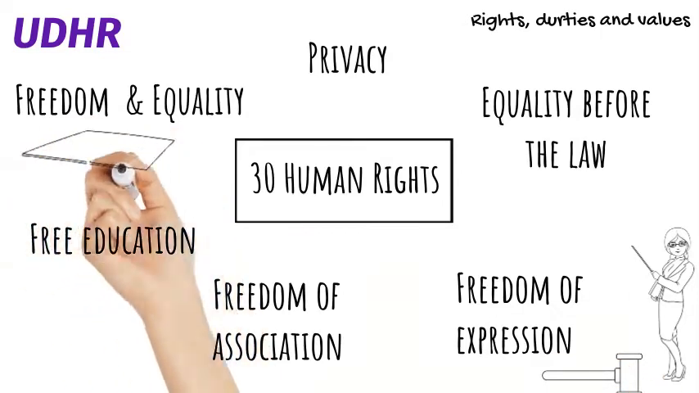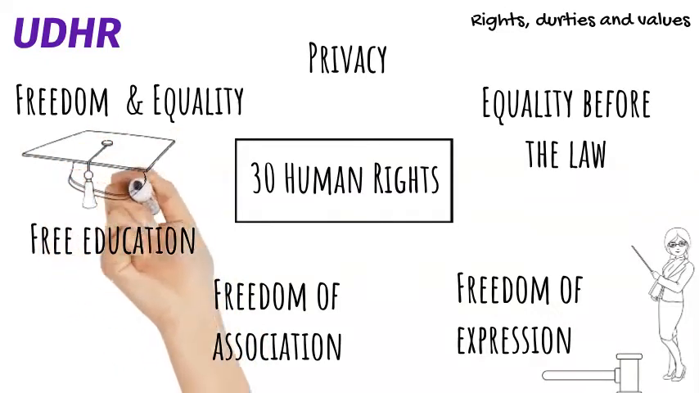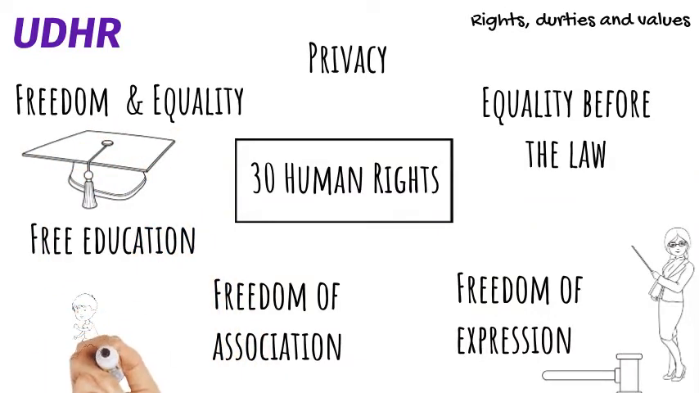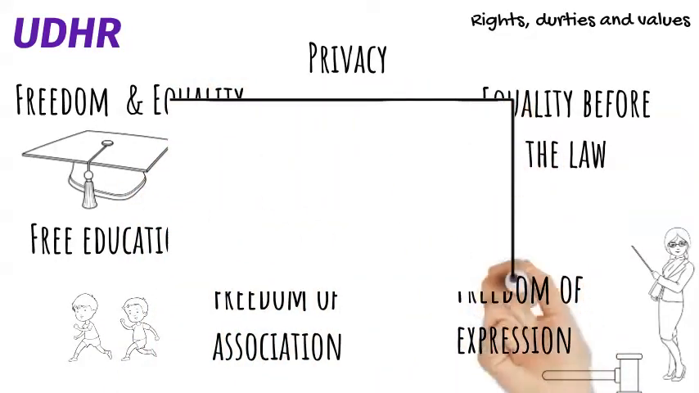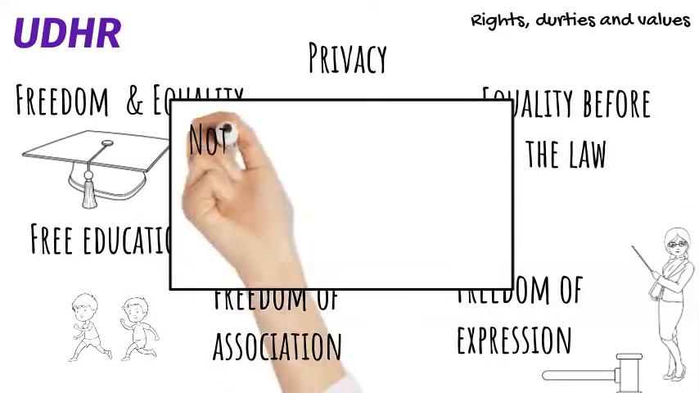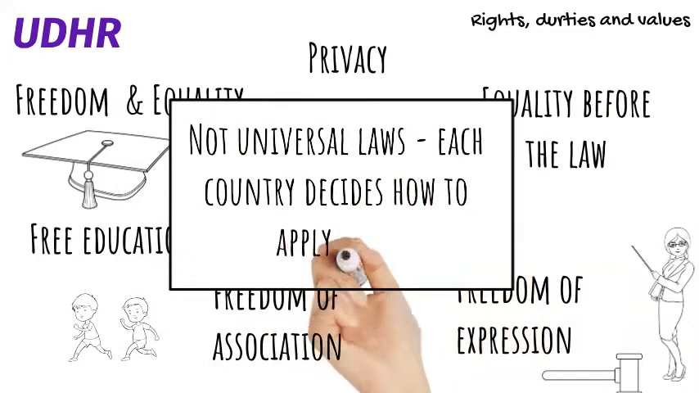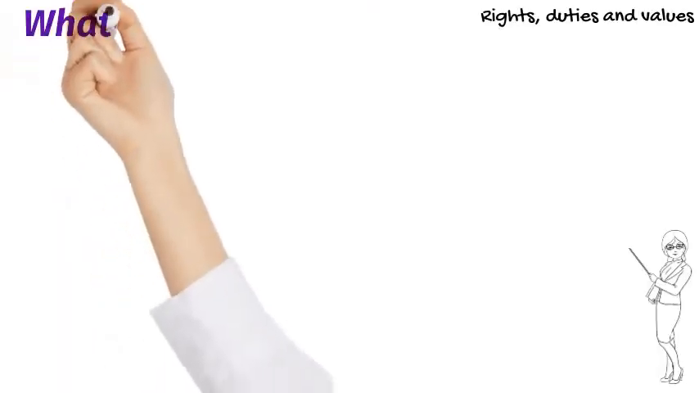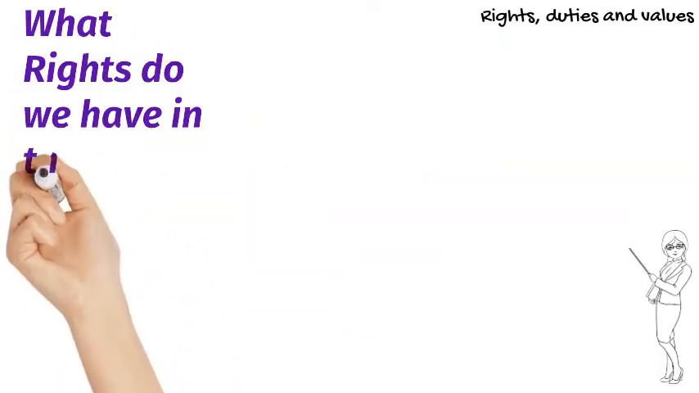The Convention on the Rights of the Child recognised that children under the age of 18 are more vulnerable, and it names rights that children should be entitled to, including family life and education. What is key to know is that these documents are not the law. Each country gets to make its own decisions on what rights to give its people. So what rights do we have in the UK?